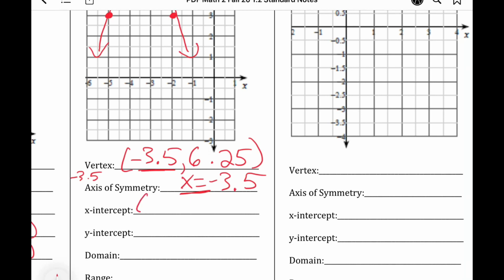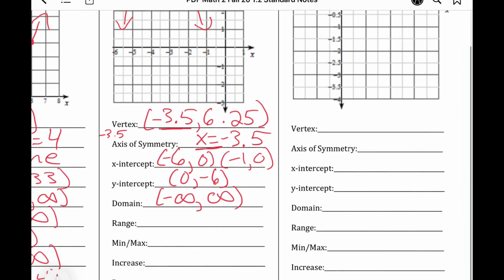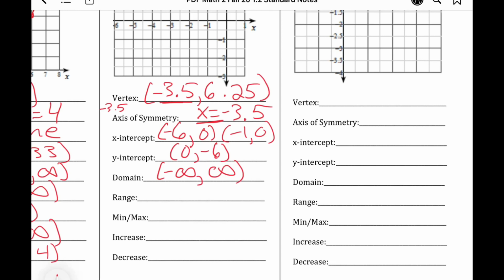Our x-intercepts, just plugging it into Desmos and finding them: -6, 0 and -1, 0. Y-intercept, 0, -6. Domain, not under any restriction, so your domain should be -infinity to +infinity.